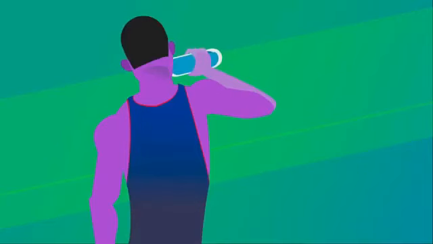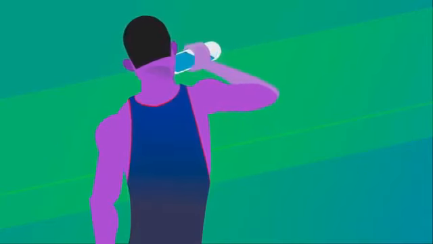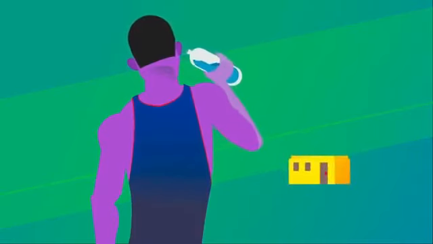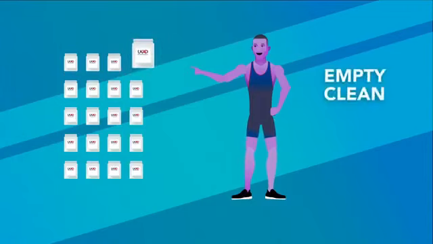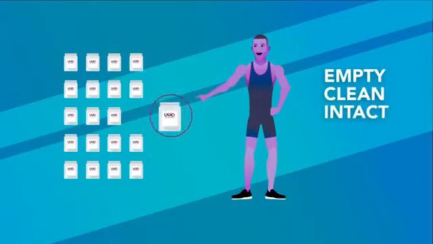Step 3. Urine sample provision. When the athlete is ready, they provide their sample. The athlete should remain in the doping control station until they are ready to do so. Athletes then select a sealed sample collection vessel, check that it is empty, clean, and the seal is intact. They can choose another sample collection vessel if in any doubt.